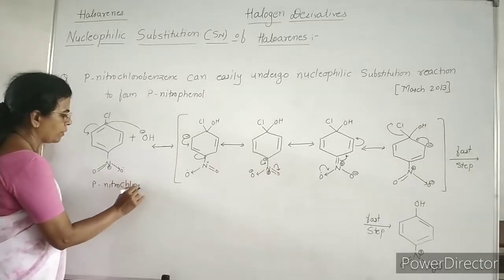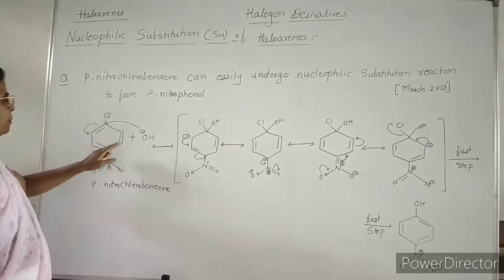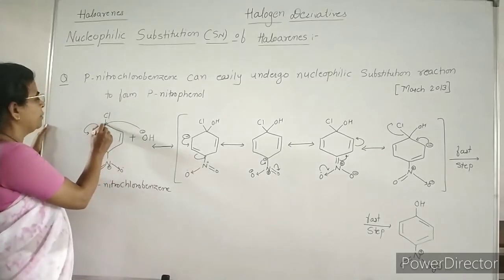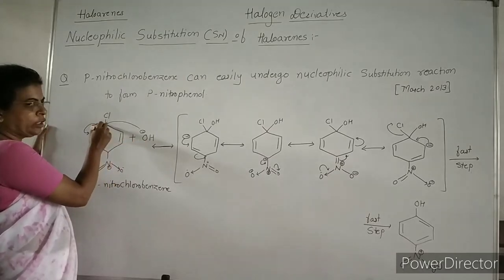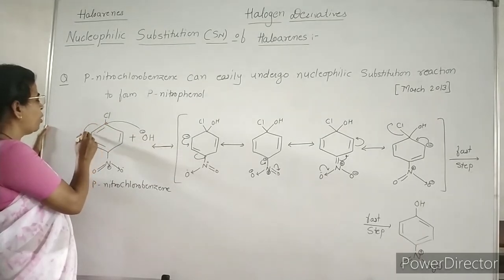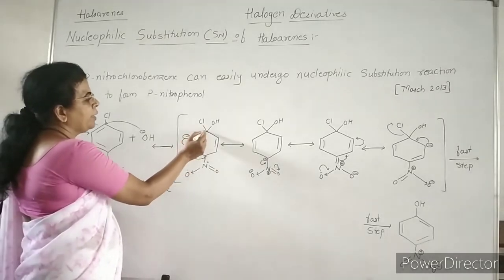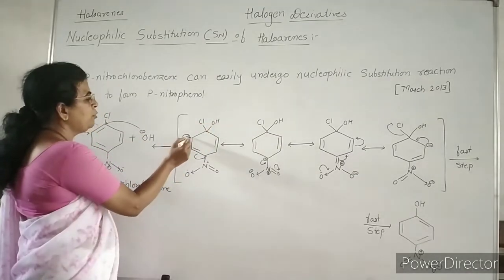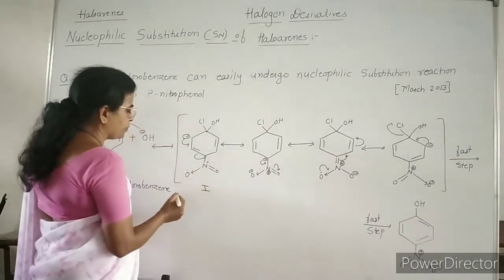Now para-nitrochlorobenzene undergoes nucleophilic substitution, and the hydroxy group, or OH minus ion, gets attached to this carbon atom. When it gets attached to this carbon atom, pi electrons get shifted to the ortho position and we get this structure. Now at this carbon atom, both chlorine and hydroxy group are attached, and the negative charge is at the ortho position. This is the first resonating structure.